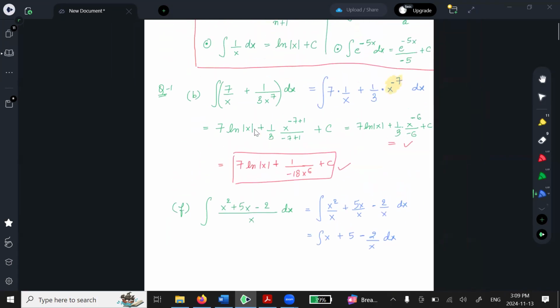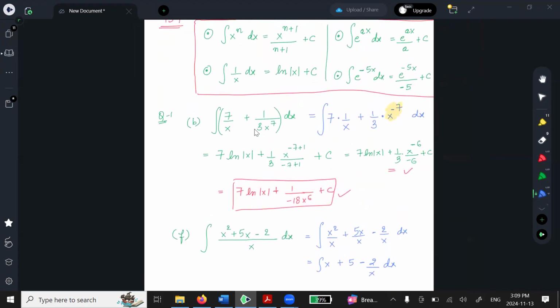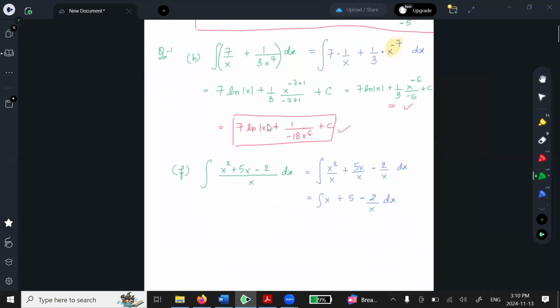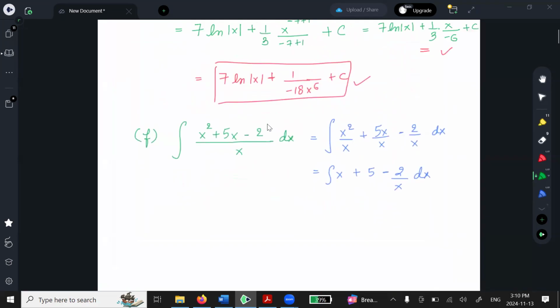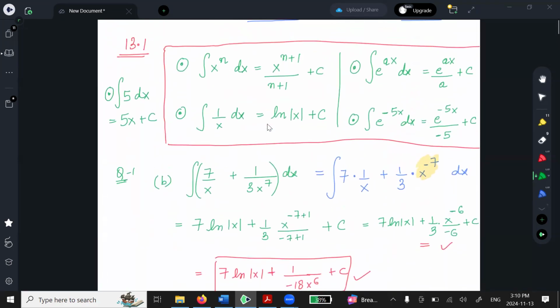Wait, let me add one more formula in the list. What do you think the formula I'm about to add here is? Any guesses? Okay, I'm going to add the constant formula. If you have a constant inside the integral, what's the answer? You multiply it by an x, right? So I'm going to be using that constant formula here. Yes, I will be posting all these notes.